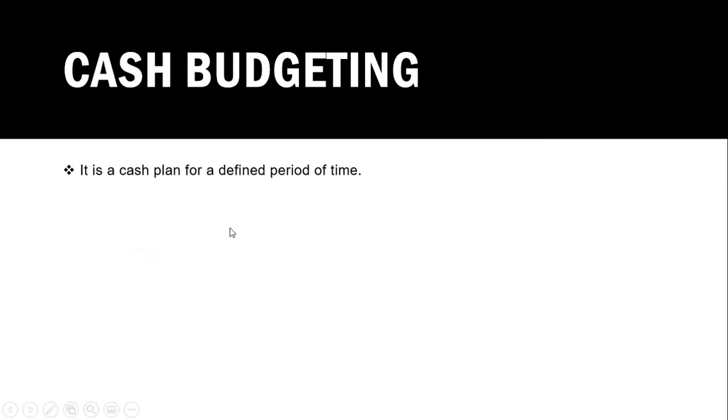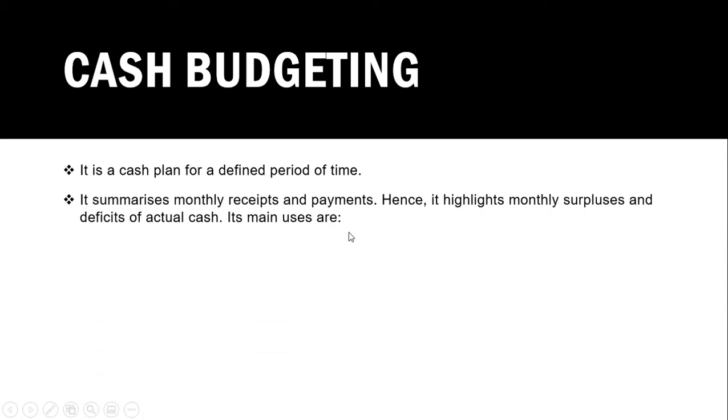It is a cash plan for a defined period of time. So it shows us actually the cash plan. It summarizes monthly receipts and payments, hence highlights monthly surpluses and deficits of actual cash.